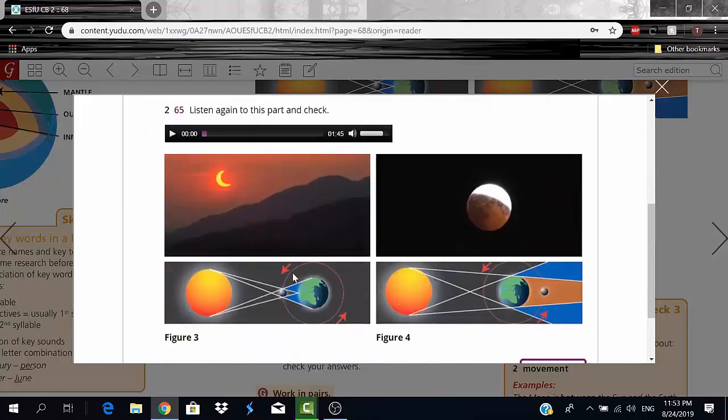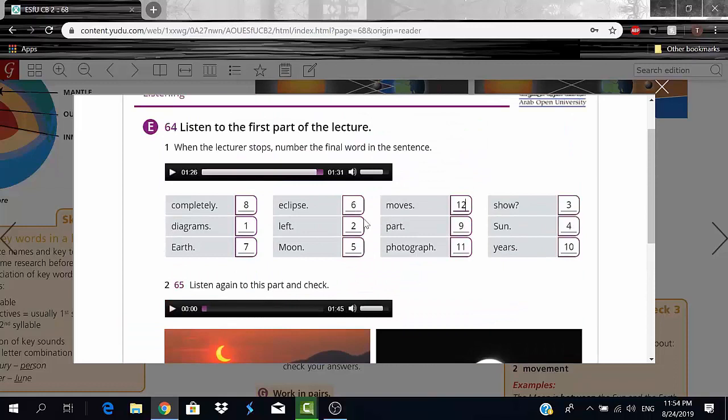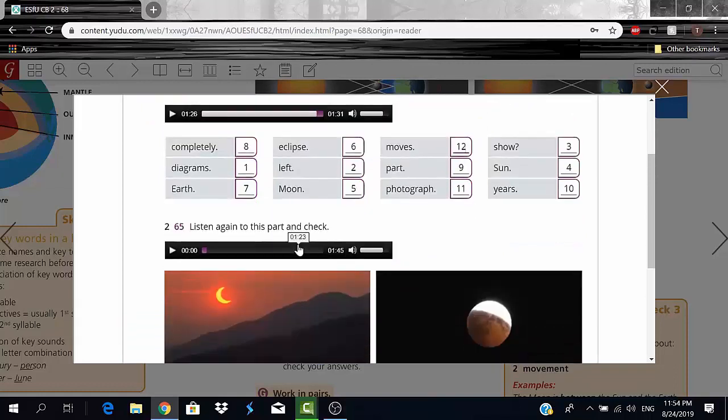And here you can see the arrows showing the way that the moon moves. Look, it moves anti-clockwise, okay? This is clockwise, this is anti-clockwise. Okay, you guys? So, that was simple. Let's move on. Or actually, before I do that, let's have a listen again, just to check our answers.